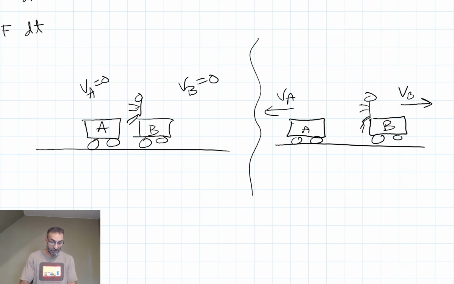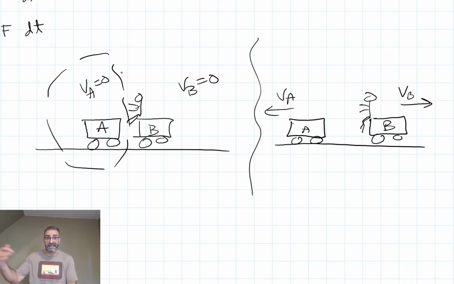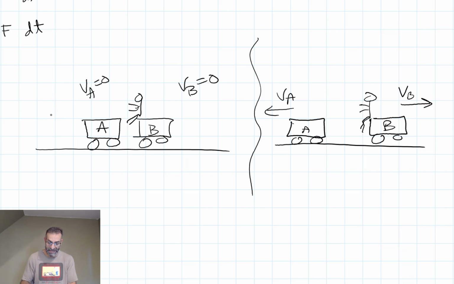Now, let's pretend for a minute we chose our system to be just cart A. Can we use momentum conservation to calculate what's happening with cart A? No, because a force comes in, crosses that boundary from the person's foot and pushes on it. So this isn't going to work. We do not have a net zero force in our system if that's our boundary.